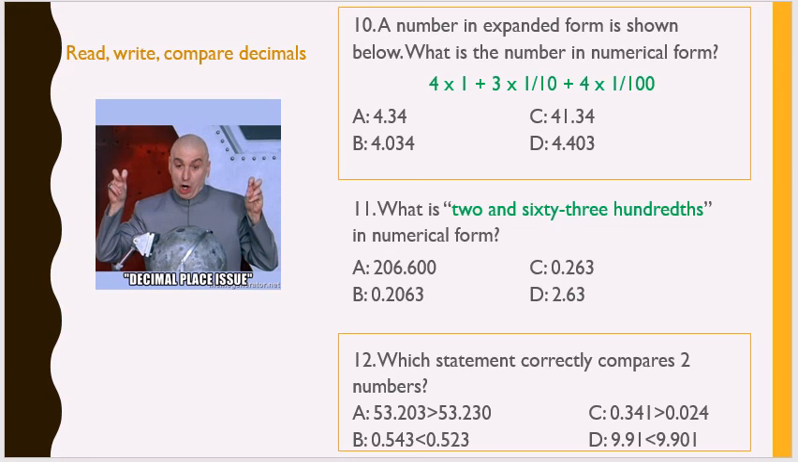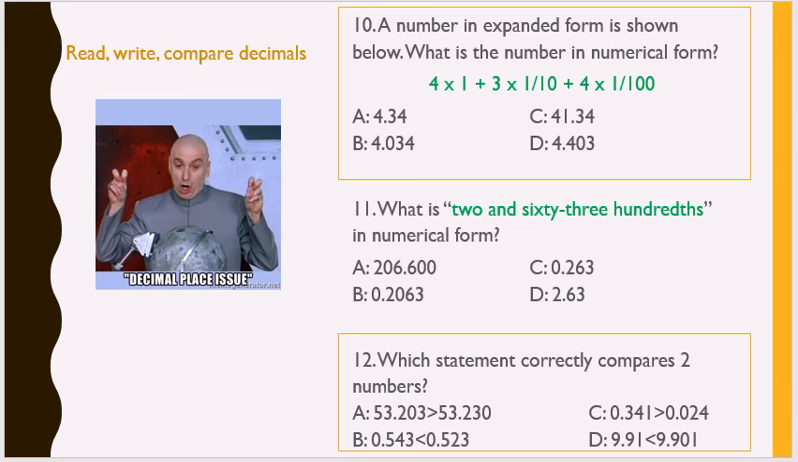Number 11, what is 2 and 63/100ths in numerical form? A, 206.600, B, 0.2063, C, 0.263, or D, 2.63. And then number 12, which will be your last practice problem for today.